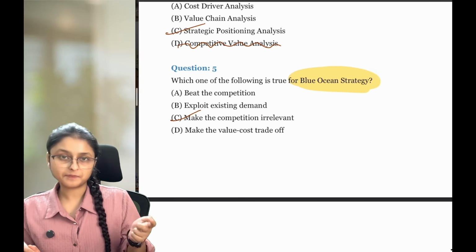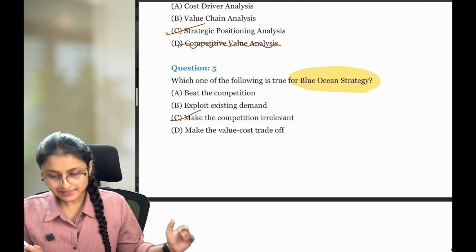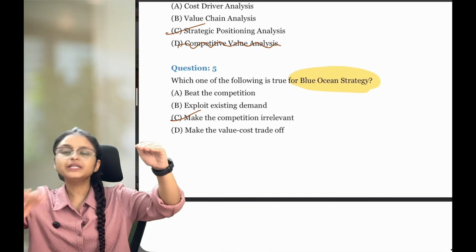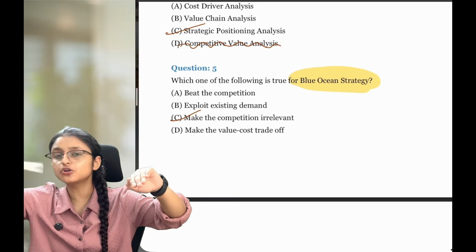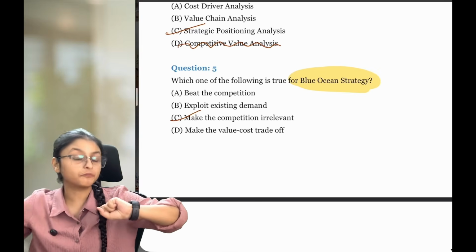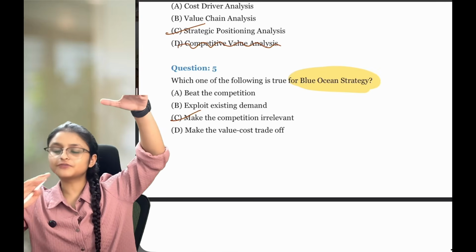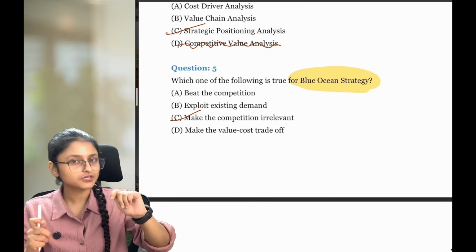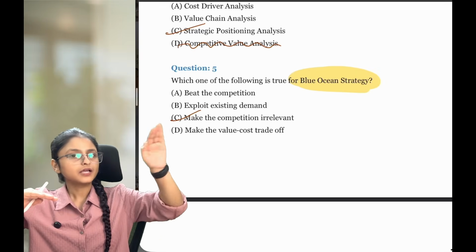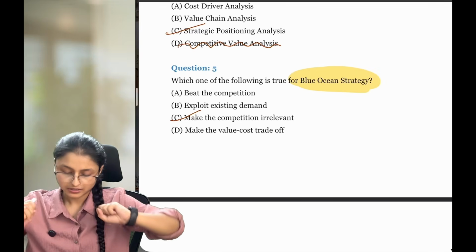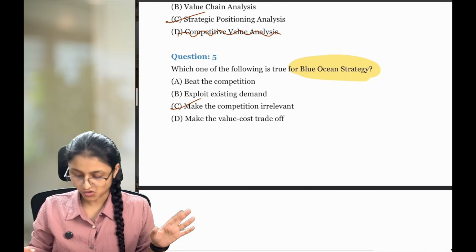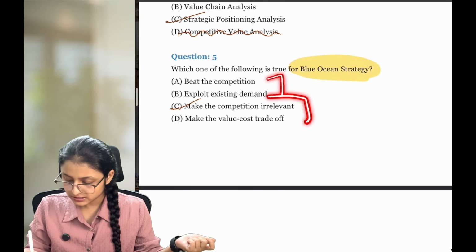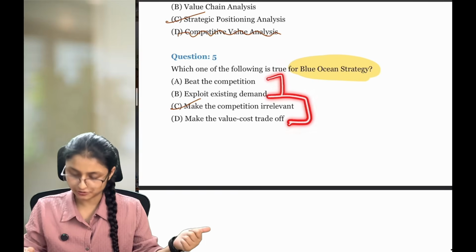Value cost trade-off happens when there is competition. In that case, if you are providing higher value, your cost will increase, but you will not be able to increase the price because the market is competitive. So even if you are increasing the value, you have to keep the cost lower. So you have to make a cost value trade-off so that the cost is lower and the value is also somewhat good. That happens when you have a lot of competition. So the competition happens in red ocean strategy. So all these 3 points are going to be applicable in red ocean strategy.